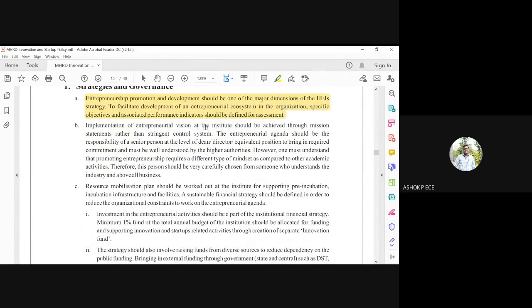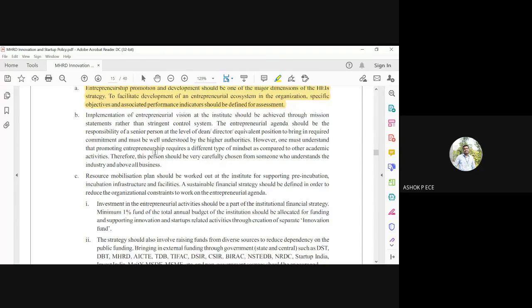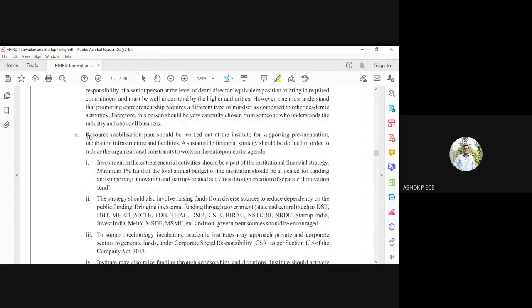You will be implementing these entrepreneurship activities through the institute, and one must understand that promoting entrepreneurship requires a different type of mindset. You cannot do entrepreneurship with a good mindset alone; you have to have a research mindset to do that. Therefore, the person carefully chosen from the education institution should understand the industry very well. A resource mobilization plan should be worked out at the institute.